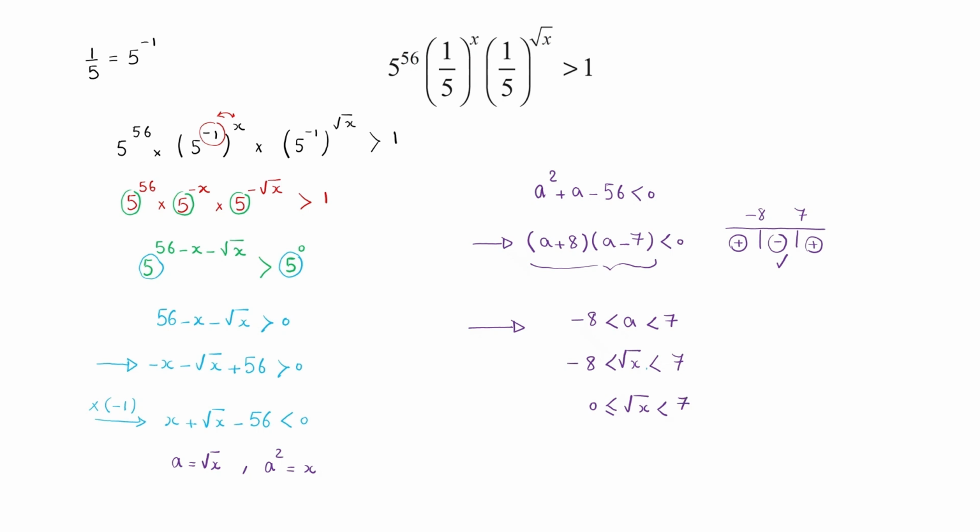The question asked us for all values of x, so I can raise it to the power of 2 to get 0 to x to 49. And it means that x is between 0 and 49 when 0 is included. I can also write this one as x, an element of [0, 49).